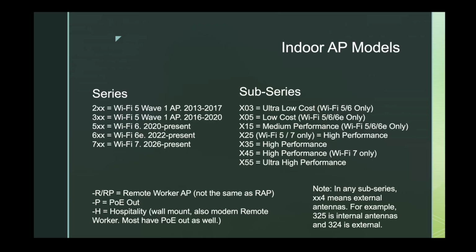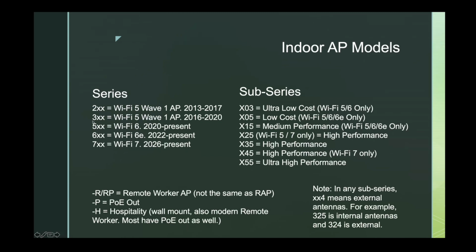The 2XX is the Wi-Fi 5 Wave 1 APs. These were mainly released and sold from 2013 to 2017. The 3XX is Wi-Fi 5 Wave 2. I suppose I did not edit that, but 3XX is Wave 2.